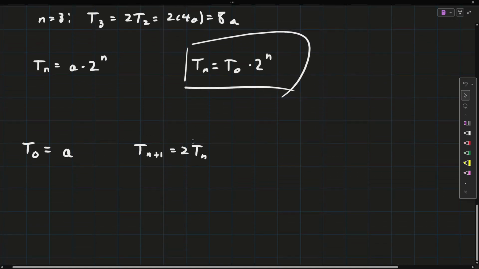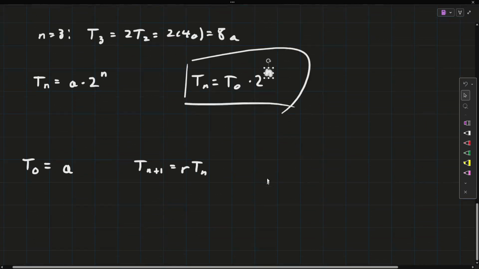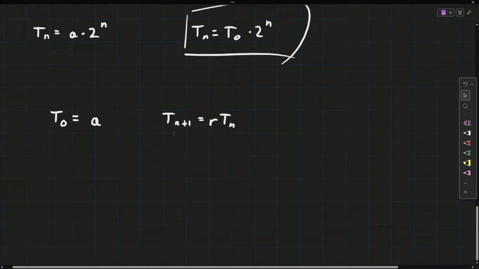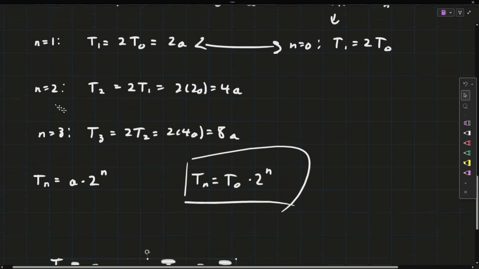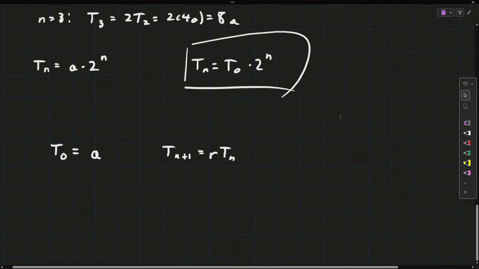So instead of multiplying by 2 each time, I'm going to multiply by r each time, okay? And again, this is just trying to generalize things as much as possible. So you might guess that if we're multiplying by r each time, we're going to get r to the power of n, and you'll see that that is indeed the pattern we get. If you do out the same thing that I did up here, I'm not going to do that though. I'm going to jump straight to the solution.